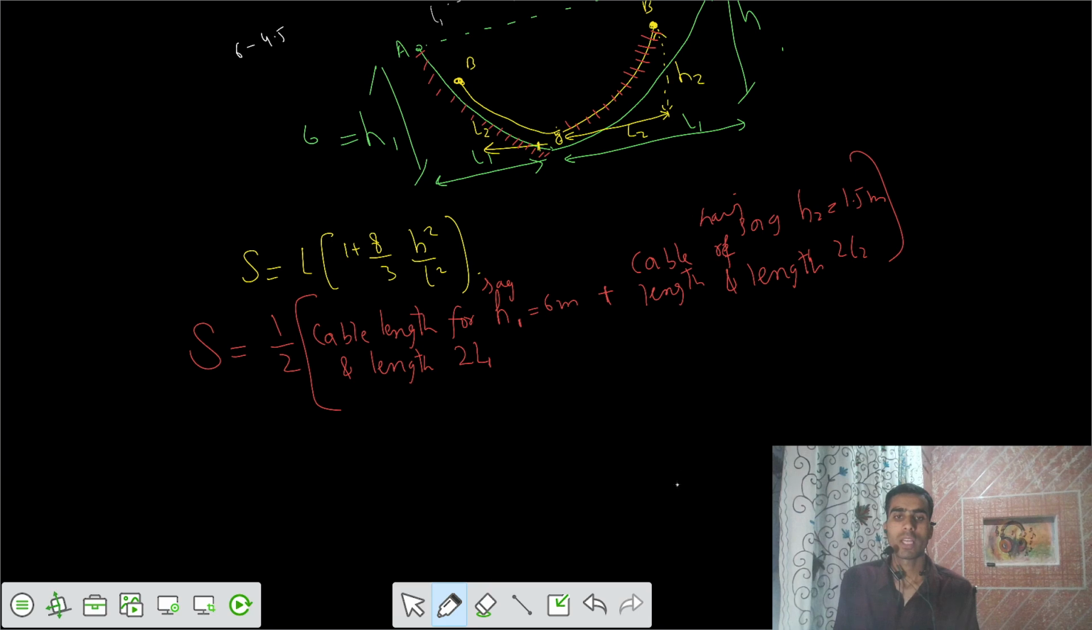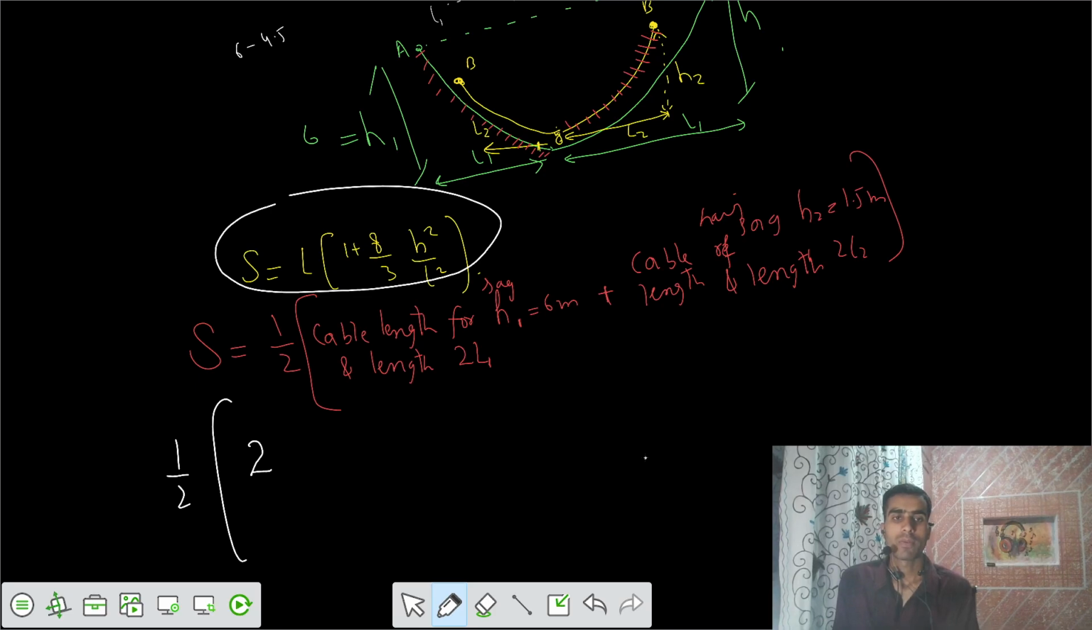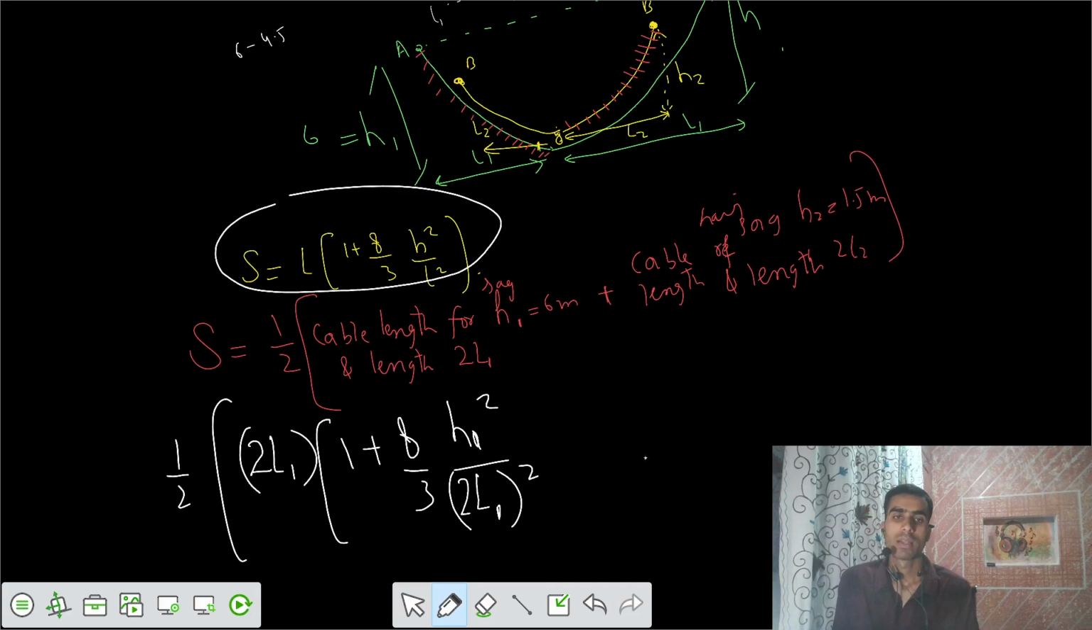If I know the equation for these two, I would say 1 by 2. What is the cable length we can have for the first one using this equation? The cable length of 2L1, and then we have this 1 plus 8 by 3 of S square, that is H1 square by L1 square. Yeah, L1 square. That means it is actually 2L1 whole square.